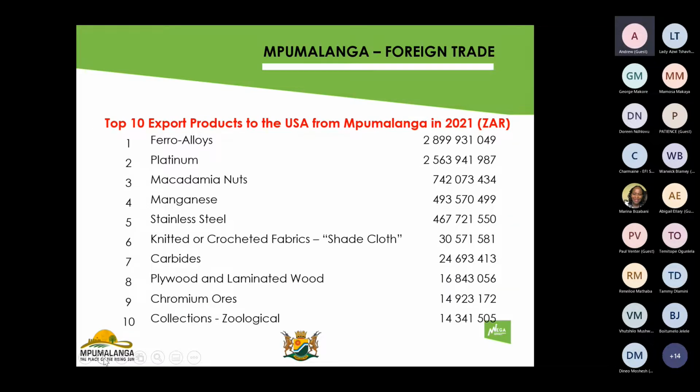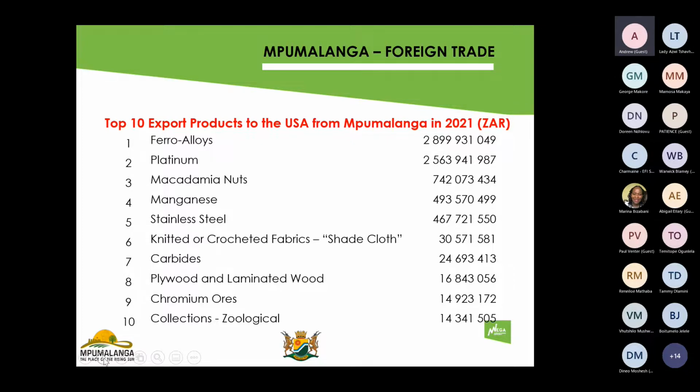These are our top products in the USA. Number one and number two are the big players: the ferroalloys and the platinum group metals. Number three is macadamia nuts. We did 742 million rand with the macadamia nuts, then manganese, stainless steel, knitted or crochet fabric. Mpumalanga doesn't have a strong textile industry, although it's quite well established. Shade cloth, for use in the agricultural industry, we exported 30 million rand worth of that to the US last year. We've got carbides, a long-standing US investment in Mpumalanga, Rand Carbide in Witbank. We also export plywood and laminated woods, and chromium ores.